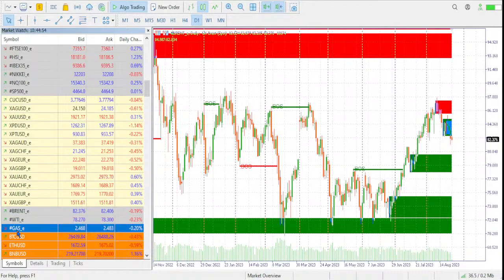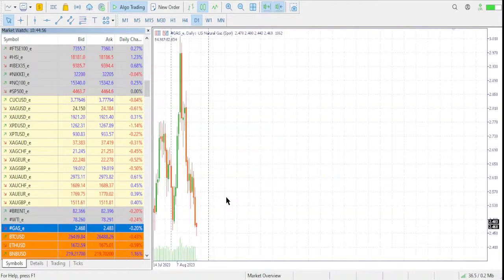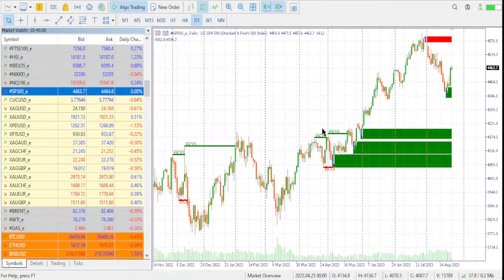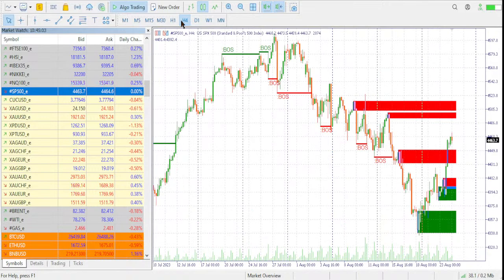The next chart is gas. Sorry, we'll look at the SP500 instead of natural gas. With the SP500 so far, we were looking for a sell position for some time now. We've had several bearish break of structures, and currently we were expecting that the price is going to continue to the lower side, but for some reasons the price is moving back to the upper side.